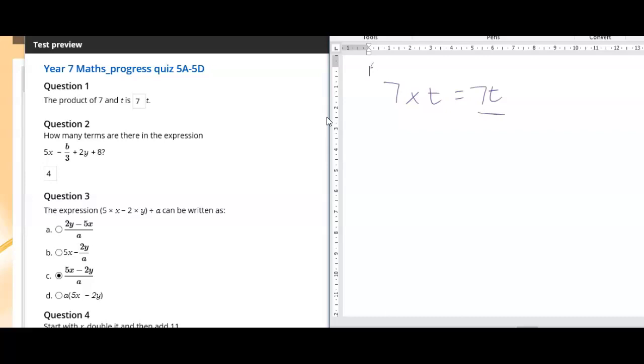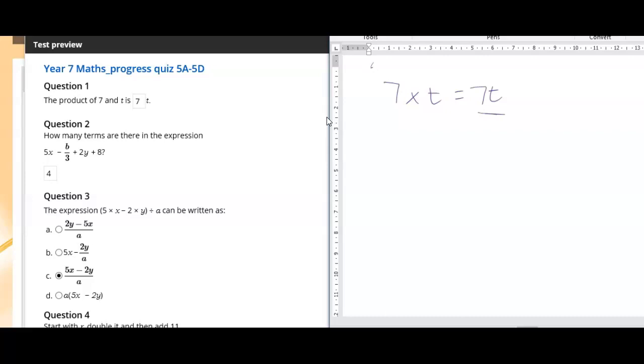Now, from what I've seen so far, students who got this wrong don't see the 8 as a term, but it is in fact a term. It's a constant term. So anything that is separated by a plus or a minus sign is a term. So we've got here 4 terms. So 1, 2, 3, and 4. So 8 being a constant term.